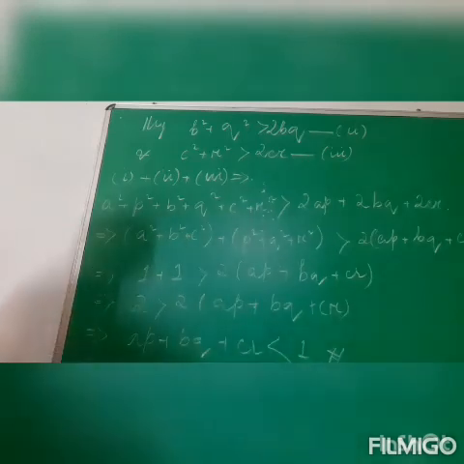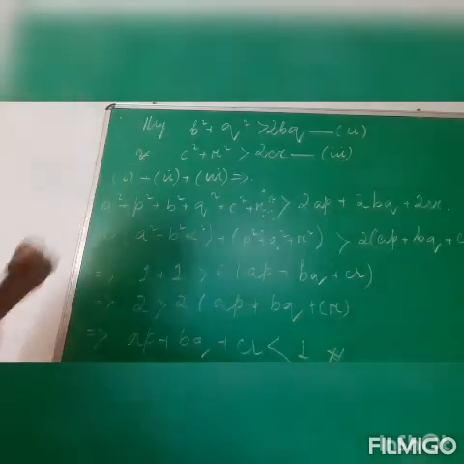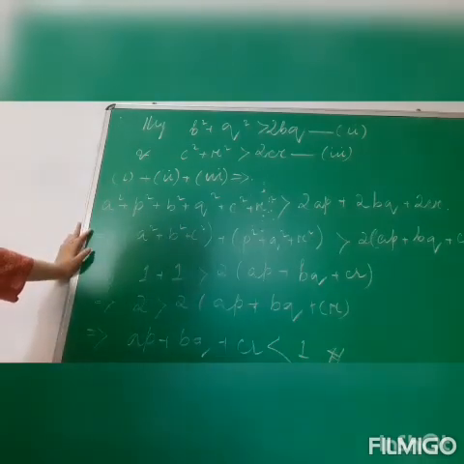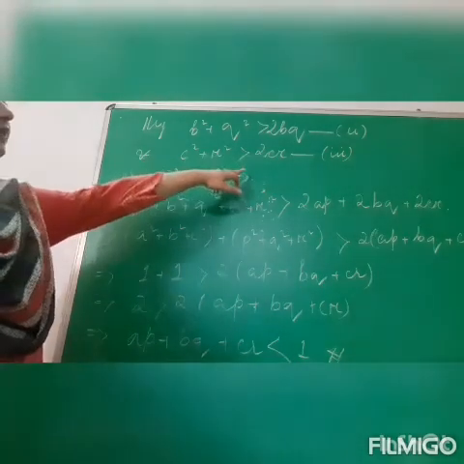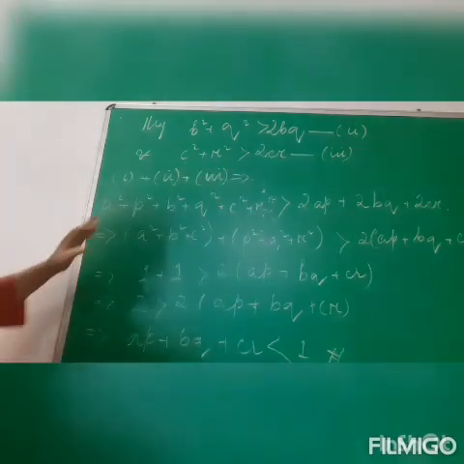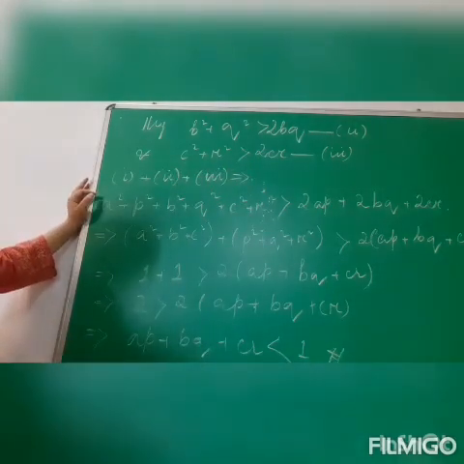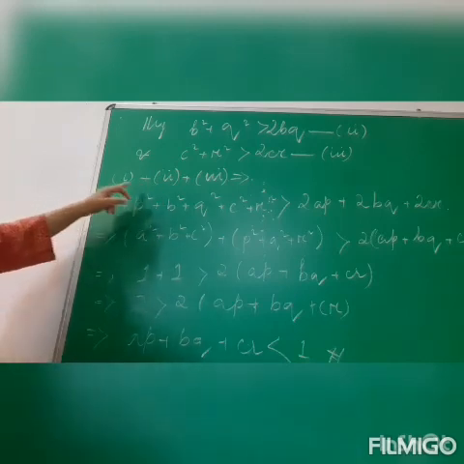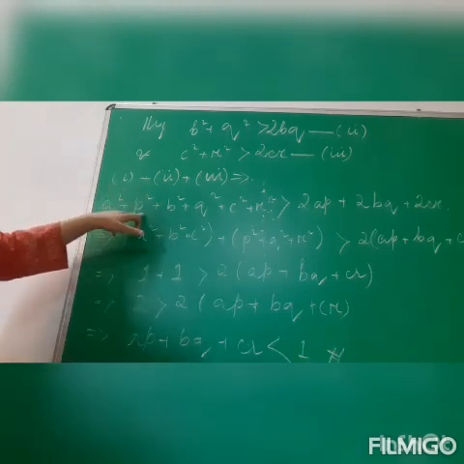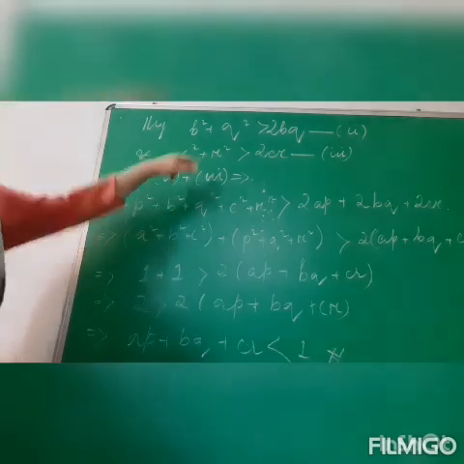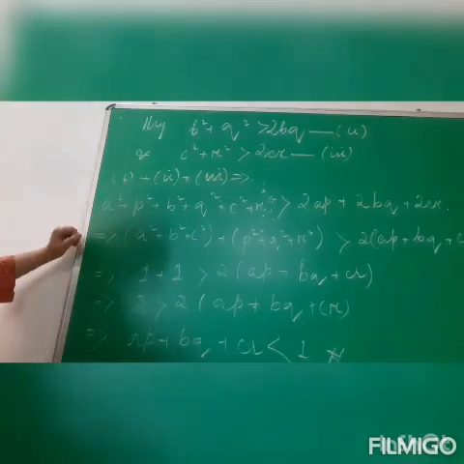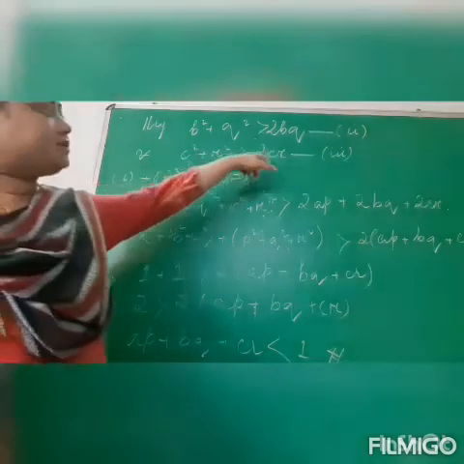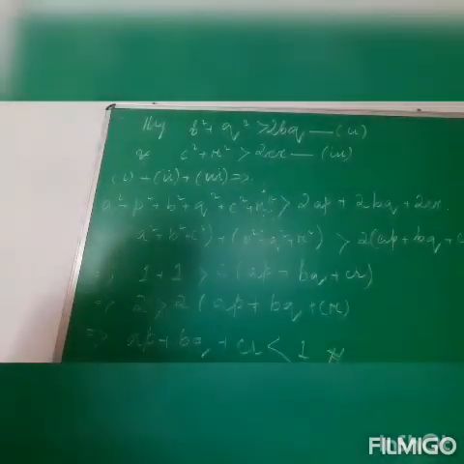Similarly, we can write b square plus q square is greater than twice of bq and keep this one as equation number 2. Also, c square plus r square is greater than twice cr, and now keep this one as equation number 3. Now we will add these 3 equations. After adding these 3 equations, what do we get? A square plus p square plus b square plus q square plus c square plus r square is greater than twice of ap plus twice of bq plus twice of cr.